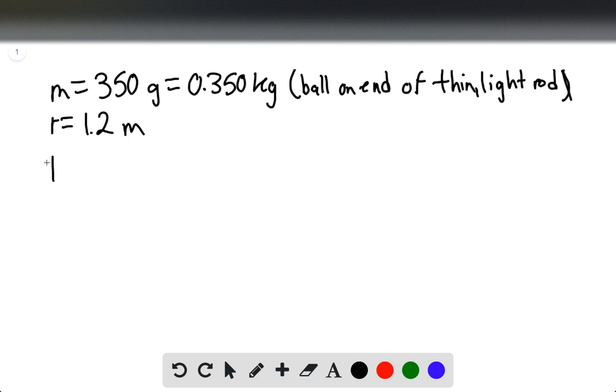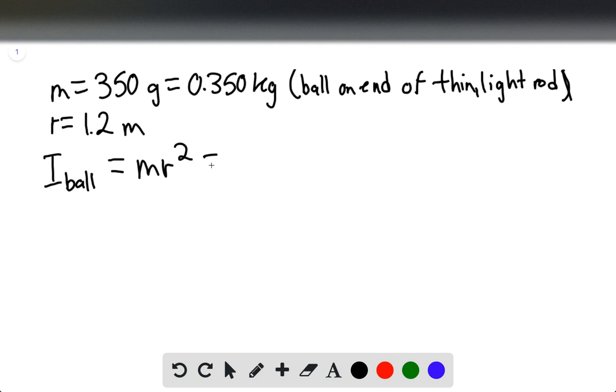And then we have the moment of inertia of the ball. Don't get confused between the moment of inertia of a sphere and this situation. In this situation, a ball is on the end of a thin light rod, and the rod itself is rotating. The ball is simply a mass at the end of the rod. So in order to find the moment of inertia of the ball, you simply have mr squared.